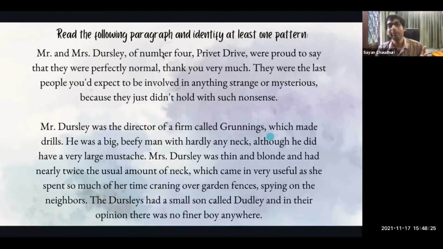And a third pattern we can say is things like number 4 Privet Drive. Director of a firm called Grunnings, which came in useful when she spent her time craning over garden fences. So you are getting a sense of the spaces they live and work within. And using these 3 patterns, perhaps now you can put together that judgment. Does that make sense, Gopal? Right? So what I'm trying to say is that before jumping to the conclusion, which we're intuiting, let's think of how these patterns come together to show you that.